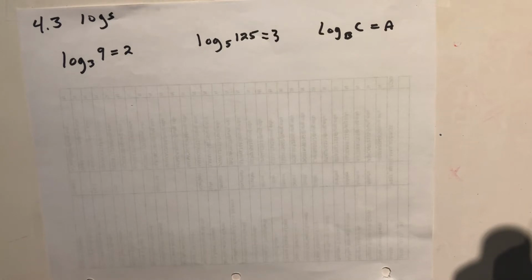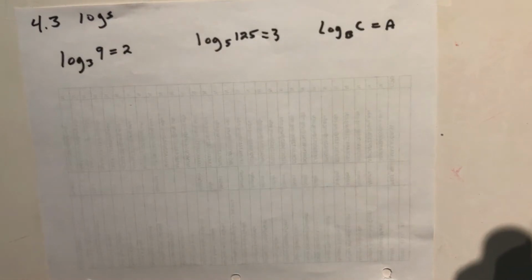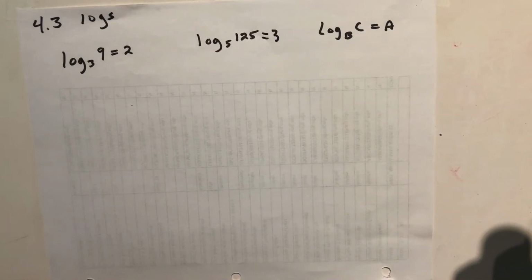Now sometimes there will be letters in it, variables. And if you put all three of them in, that's just to explain how to change it to an exponent. So it would be log base b of c equals a. How many b's does it take to get c? Well, we have no idea because we don't know what the numbers are.